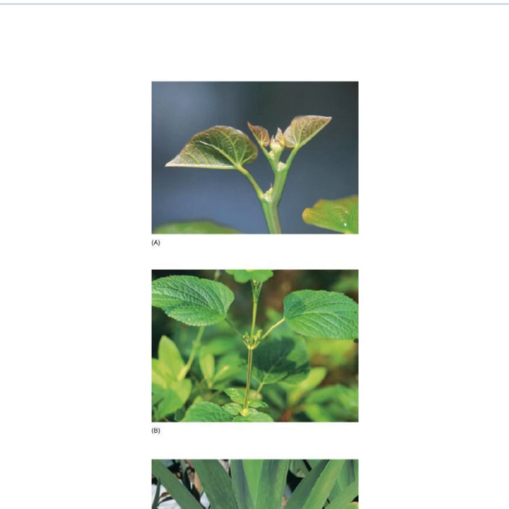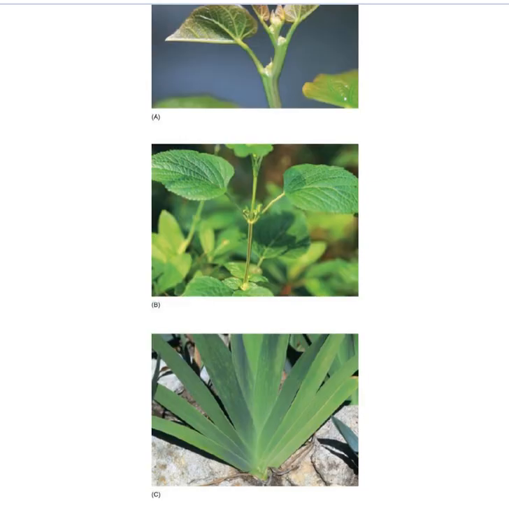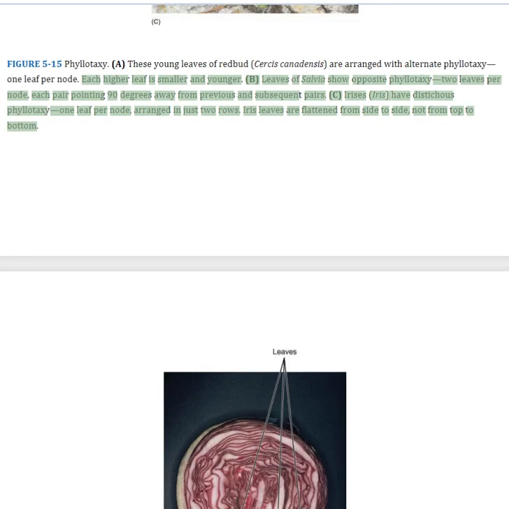Figure 5.14. As a leaf falls from a stem, it breaks cells and creates a wound. A leaf scar is a layer of cork that seals the wound, keeping fungi and bacteria out and preventing water loss. Figure 5.15. Phyllotaxy. These young leaves of redbud are arranged with alternate phyllotaxy, 1 leaf per node. Each higher leaf is smaller and younger.